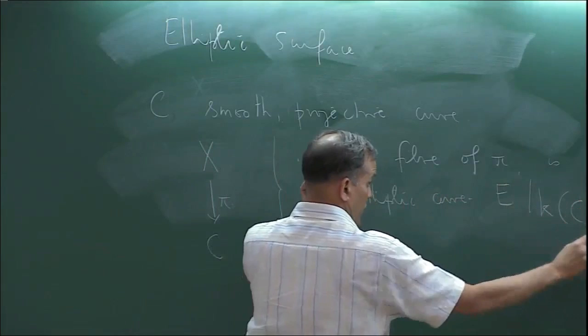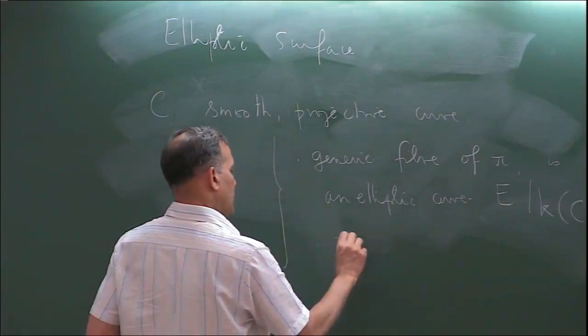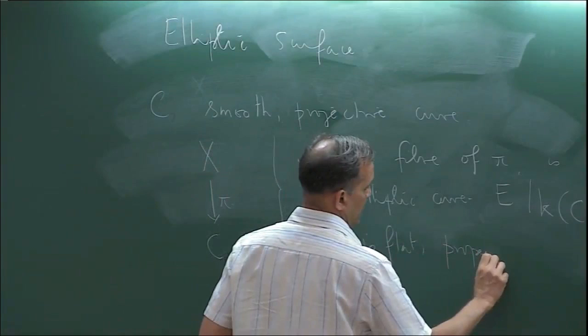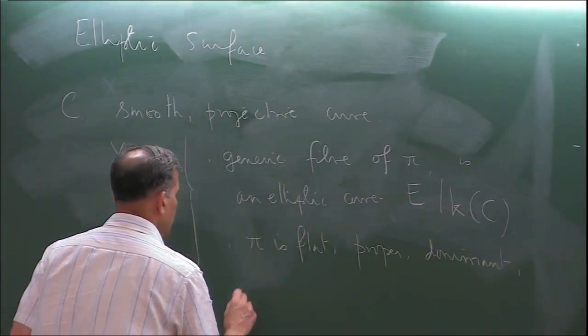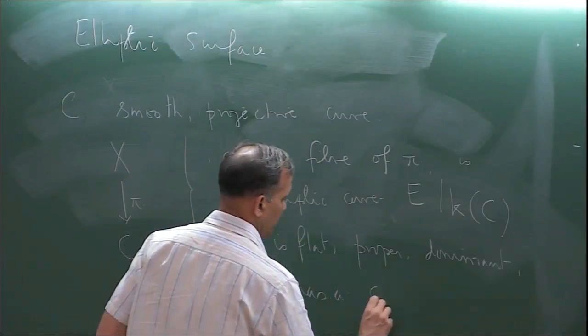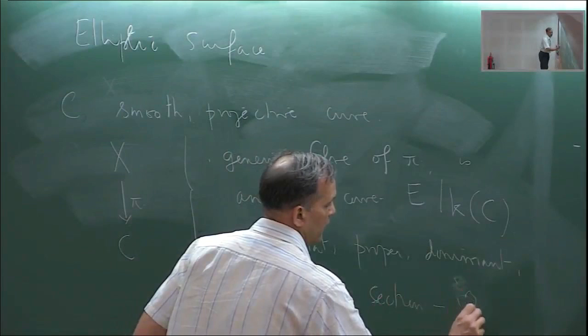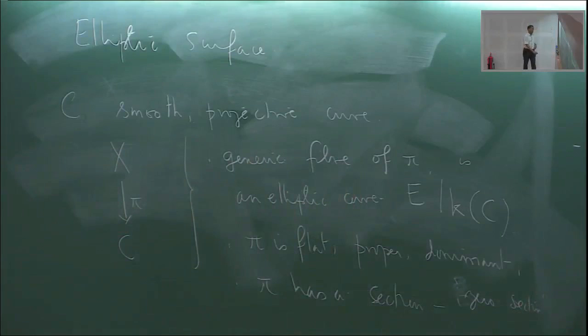And of course pi is flat, proper, dominant. I should have said this first. And the generic fiber is an elliptic curve. You also assume that pi has a section, say the zero section. This is just to think of it as a zero section, but maps need not map this.